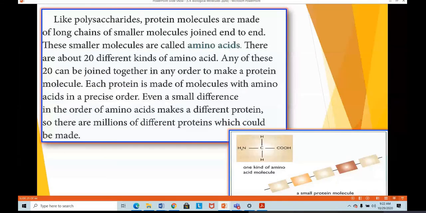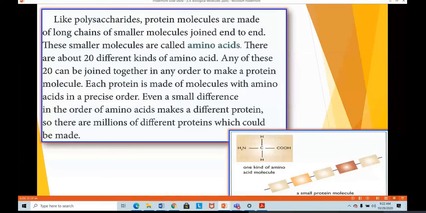So you can see, like polysaccharides, protein molecules are made up of long chains of smaller molecules joined end to end, like this. These smaller molecules are called amino acids. There are about 20 different kinds of amino acids, and any of these 20 can be joined together in any order to make a protein molecule. And each protein is made up of molecules with amino acids in a precise order.